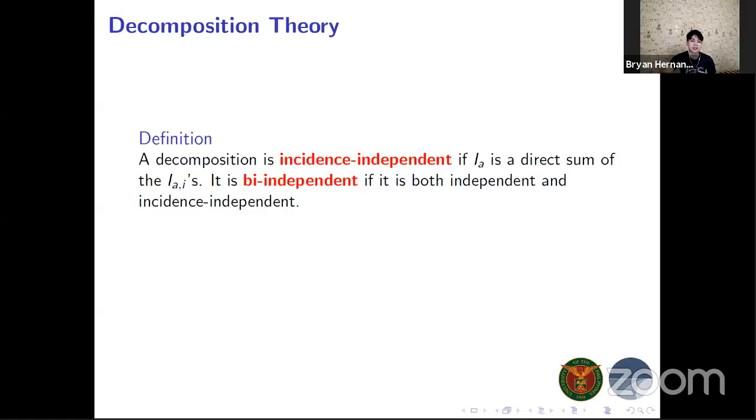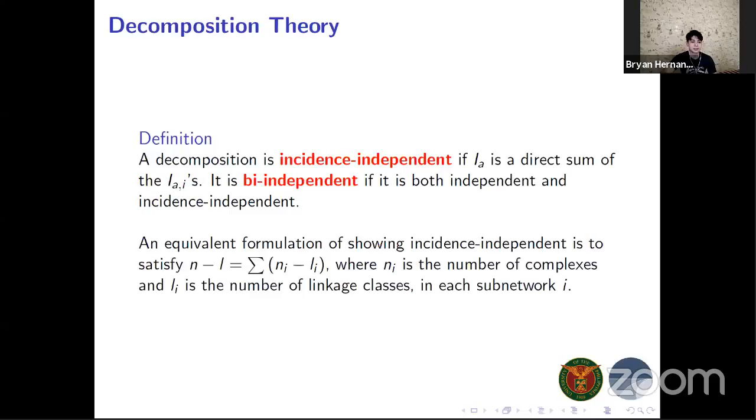Definition: incidence independent. A decomposition is incidence independent if the incidence matrix is the direct sum of the corresponding incidence matrices of the subnetworks. A decomposition is independent if it is both independent and incidence independent. This is a formulation of showing incidence independence.